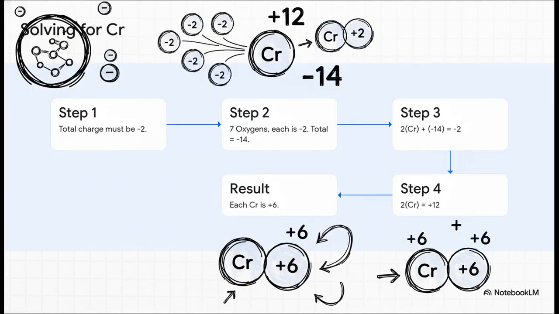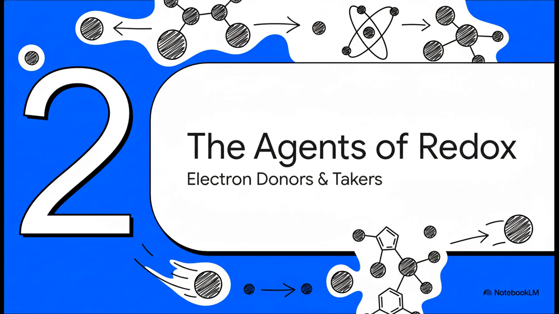Let's walk through it. First, we know the whole thing has to add up to -2. That's the ion's charge. Okay, next we look at what we know for sure. Oxygen. There are 7 of them, and each one is a -2. So that's a total of -14 from the oxygens. For the whole ion to be -2, the 2 chromiums together must be +12. And since there are 2 of them, each one has to be +6. Done. Okay, so we can track the electrons.